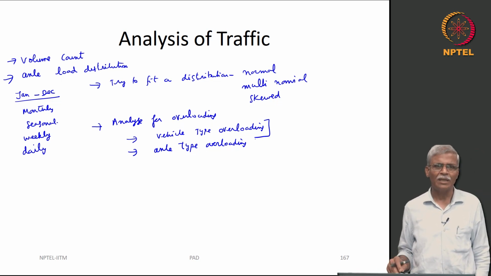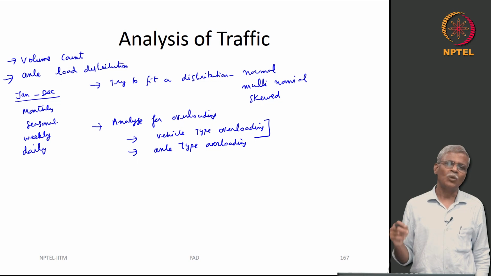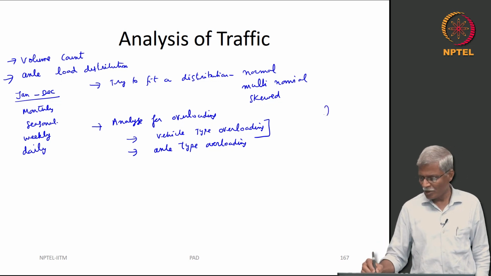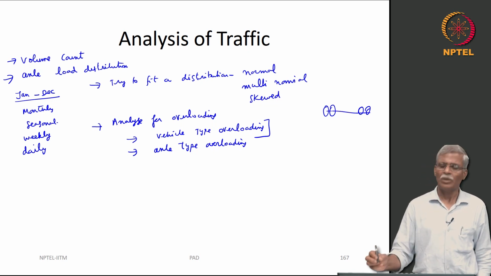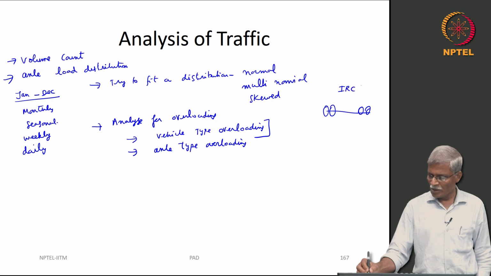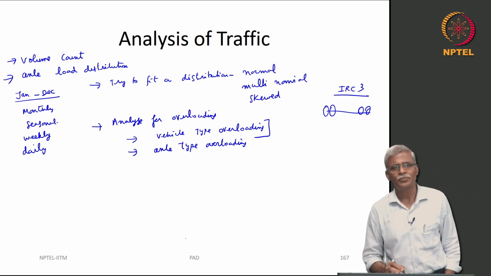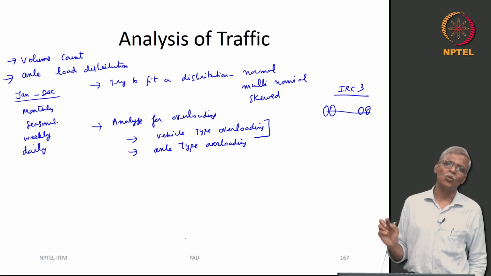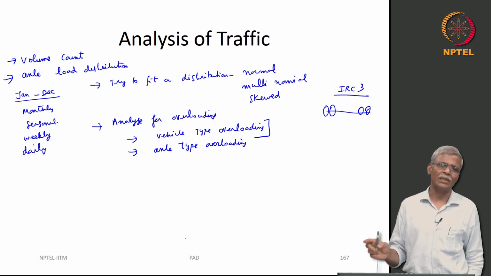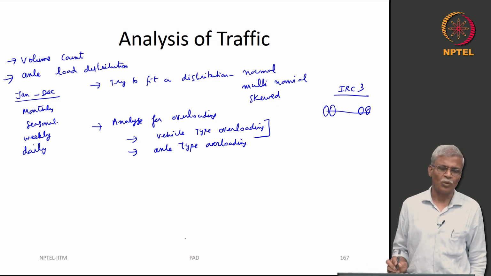On the other hand, you can just take a look at only the individual axles. To give an example, let us say you have a single axle dual wheel. You go take a look at IRC 3, see what IRC 3 says. If the actual axle that you are looking at carries more load than what is stipulated in IRC 3, then you know that there is an axial type overloading.